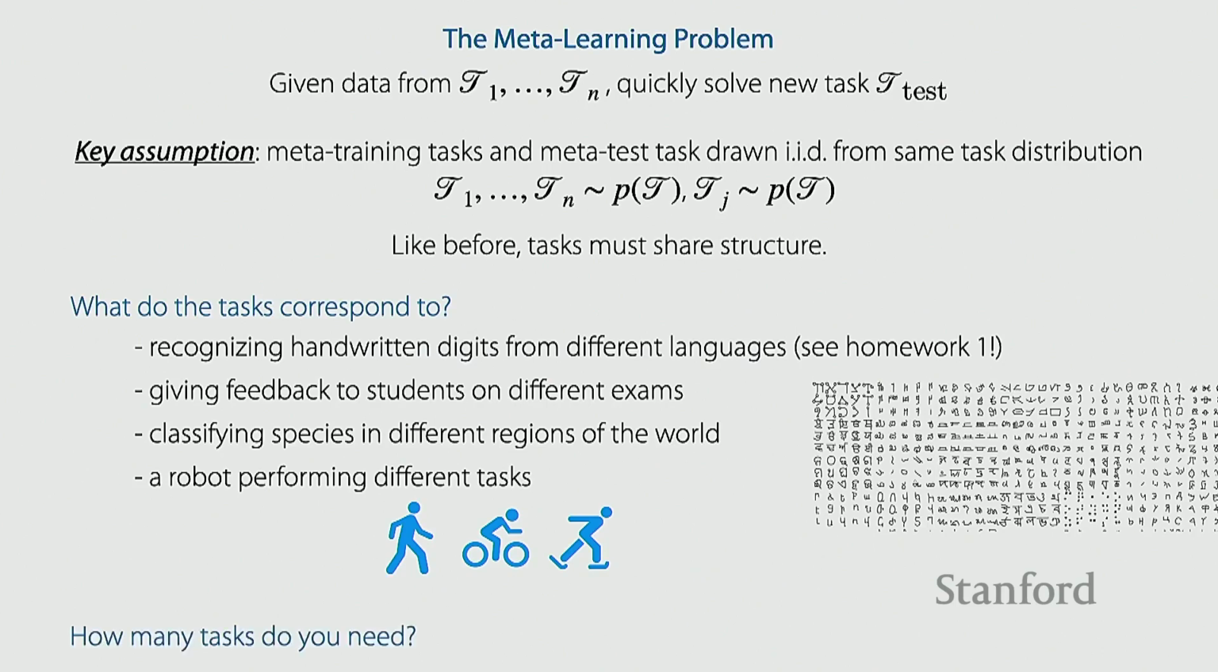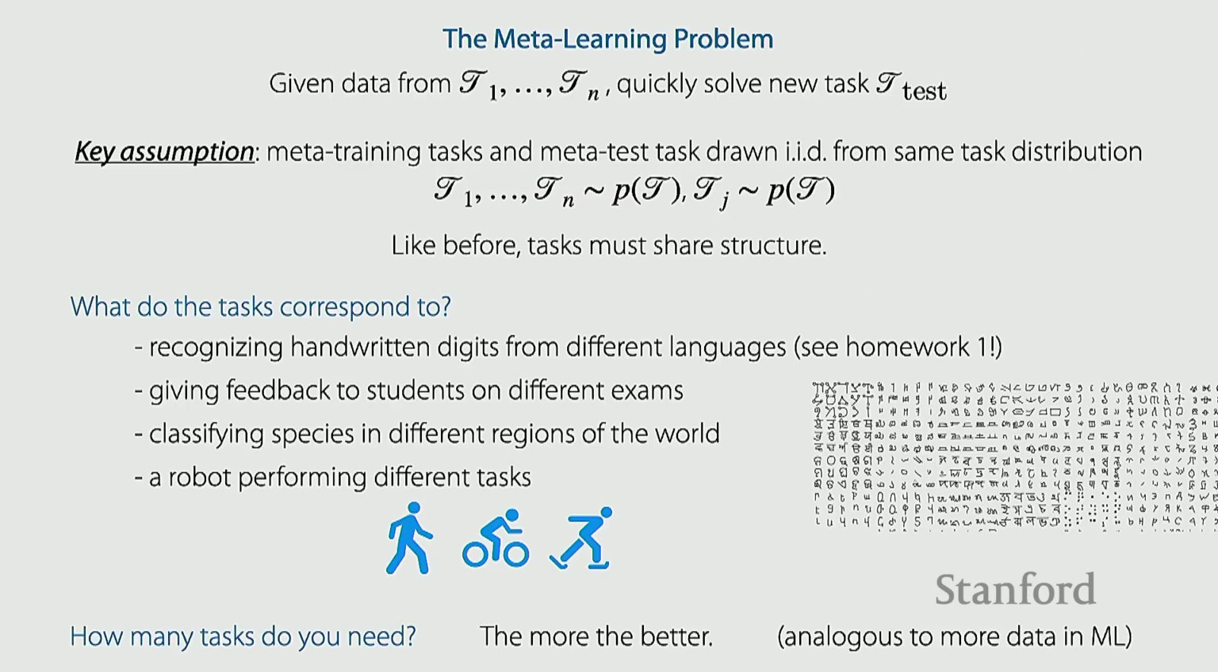Now, another natural question is how many tasks do you need for this whole meta training process? And in general, it's really a case of the more the better. Essentially, meta training or meta learning algorithms treat tasks as data points. And analogously, in machine learning, the more data you have, the better. And so in meta learning, the more tasks you have, the better.